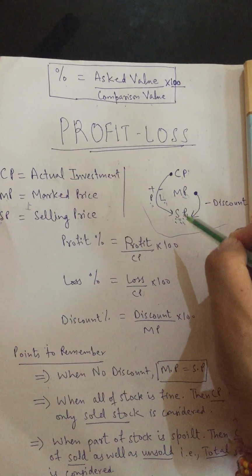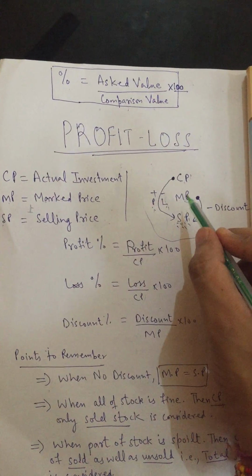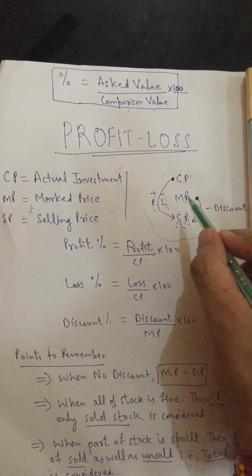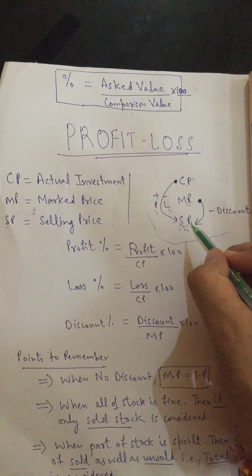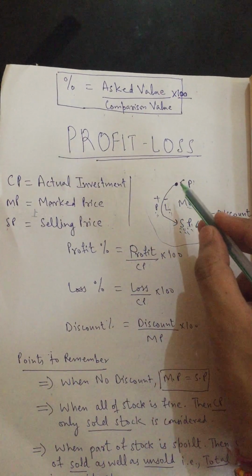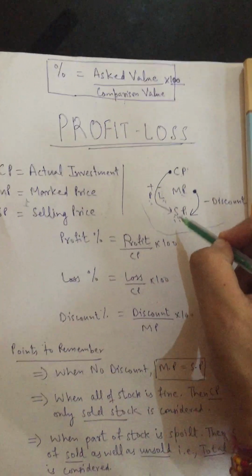MRP and discount. This is known to everybody that discount is always given on the marked price. So marked price minus discount is selling price. In this domain, marked price is past, selling price is the result, which means future. In this domain, cost price is the past, selling price is the result, which means future.